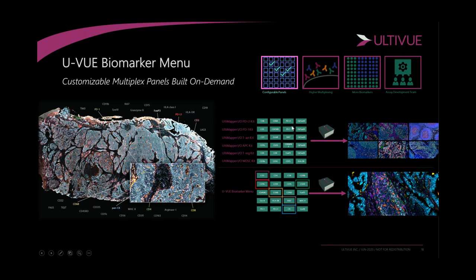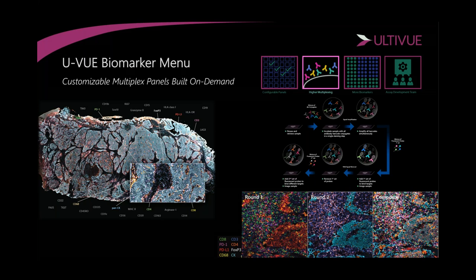So let's say you like some of the markers here, but you want to mix and match. You can now do that. In this example, this is a sixplex containing CD3, 11C, CD20, 68, Ki-67, and pan-cytokeratin. UltiView develops that assay fully and then delivers it to your lab, and you just plug and play.